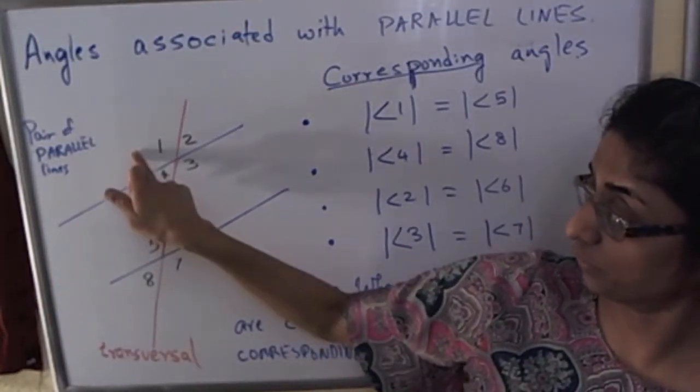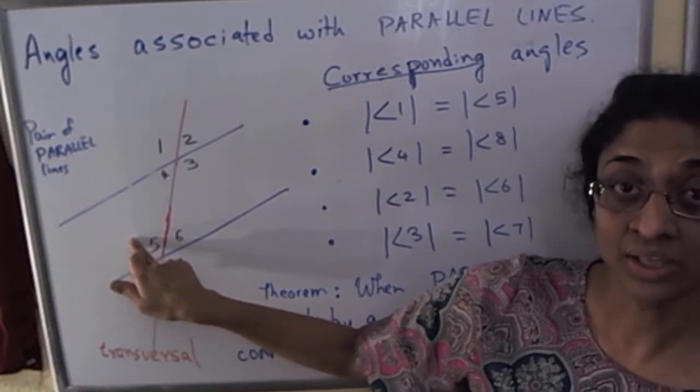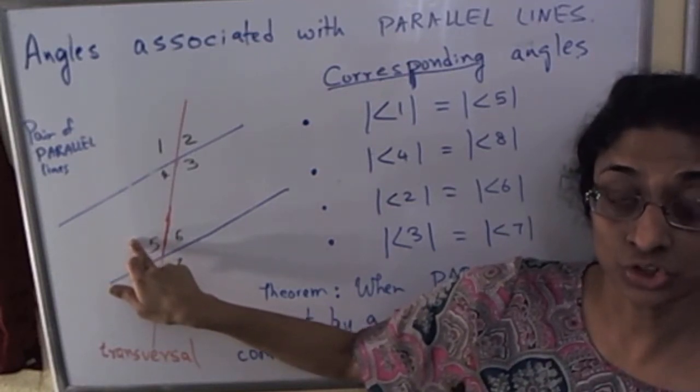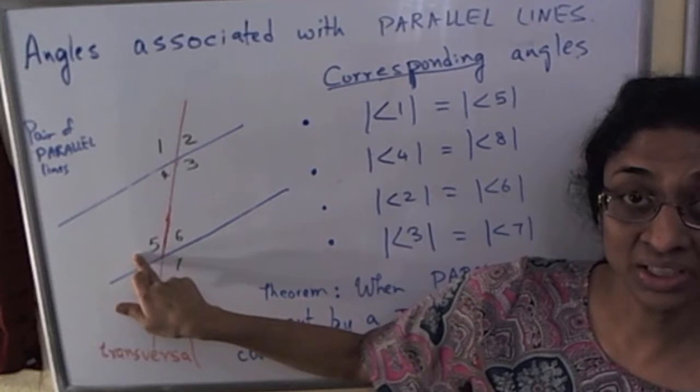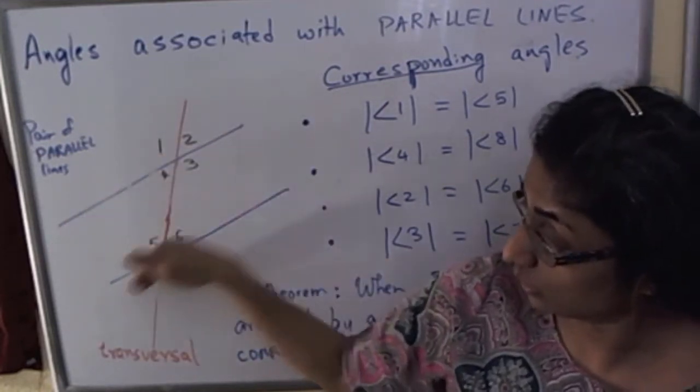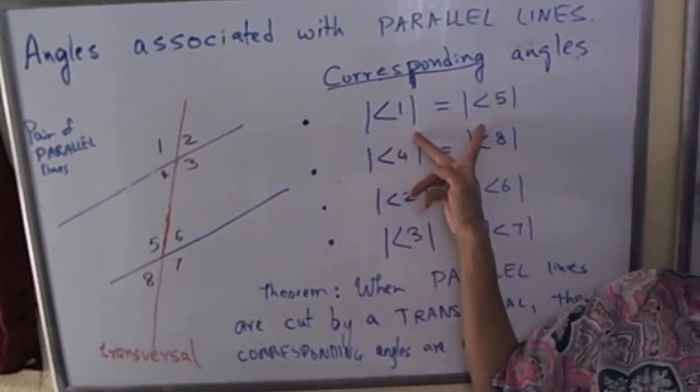This one is right above the blue line, this is right above the blue line. They're in very similar positions. So 1 and 5 are corresponding angles. If we are told that these blue lines are parallel, they're actually equal in measure.